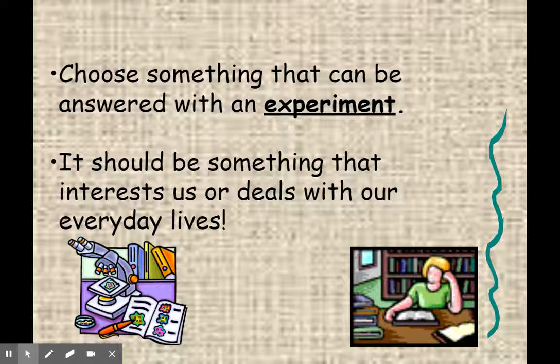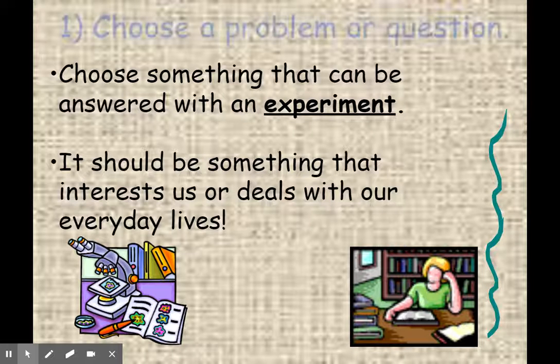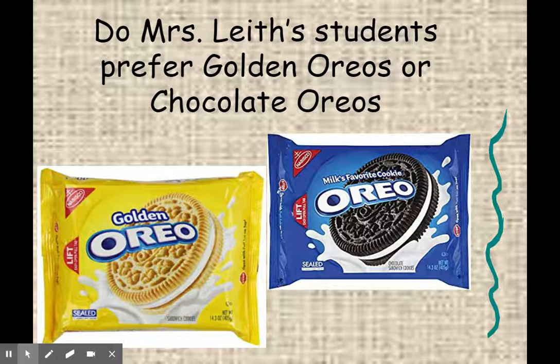All right, so like I said, the first thing is that you would choose something that can be answered with an experiment. It should be something that interests us or deals with our everyday lives. So that's choosing a problem. In the classroom, what we're going to do is figure out, do Mrs. Leith's students prefer golden Oreos or chocolate Oreos?